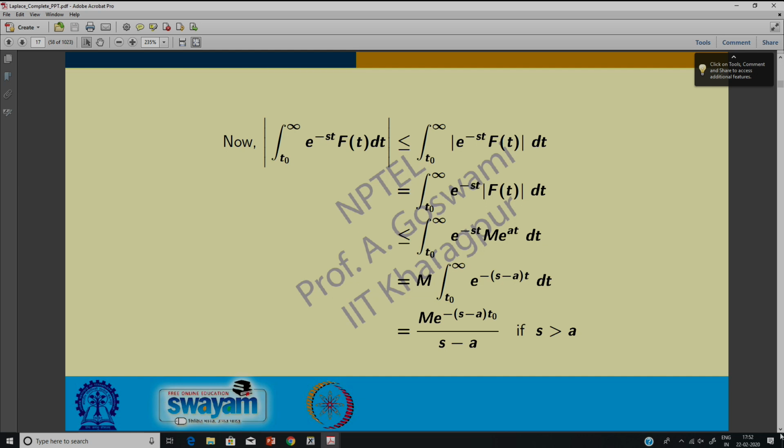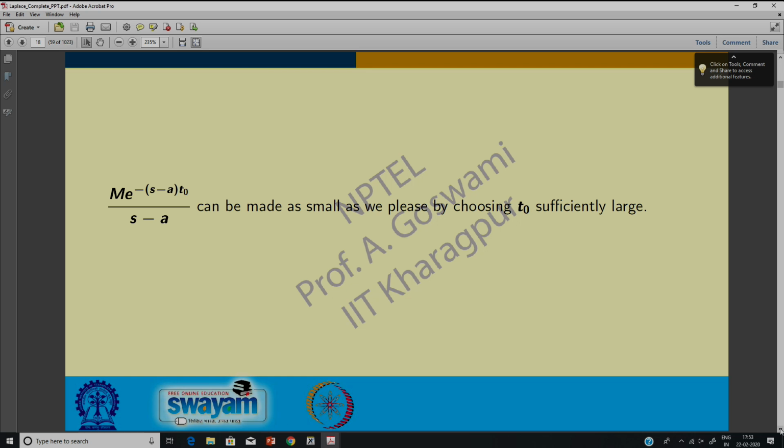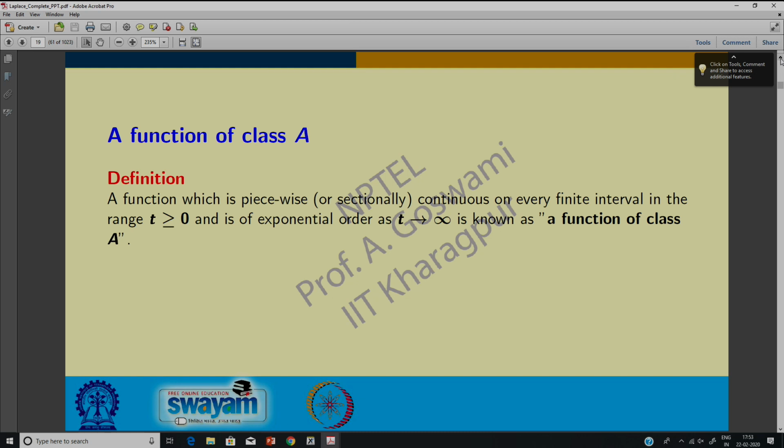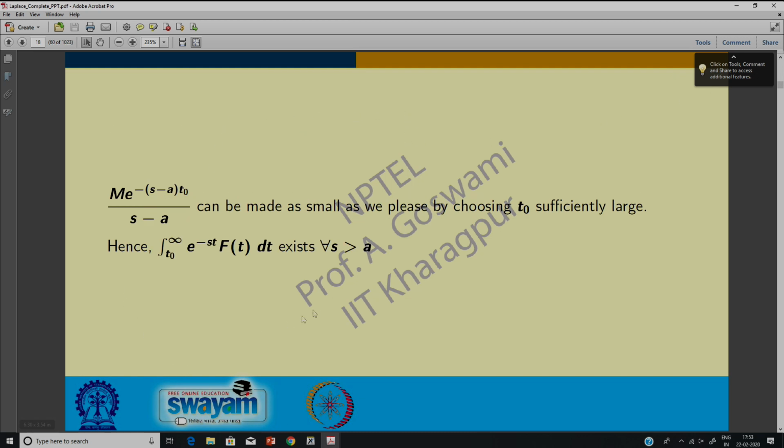And for t naught to infinity, we have shown that the absolute value of the integral from t naught to infinity of e power minus s t f t is at most M into e power minus (s minus a) t naught by (s minus a). So, this value can be made as small as possible by choosing t naught sufficiently large. That is, if t naught approaches infinity, I can make this value closer to zero. So, therefore, the integral from t naught to infinity of e power minus s t f t dt also will exist. This completes the proof of the existence of Laplace transform.